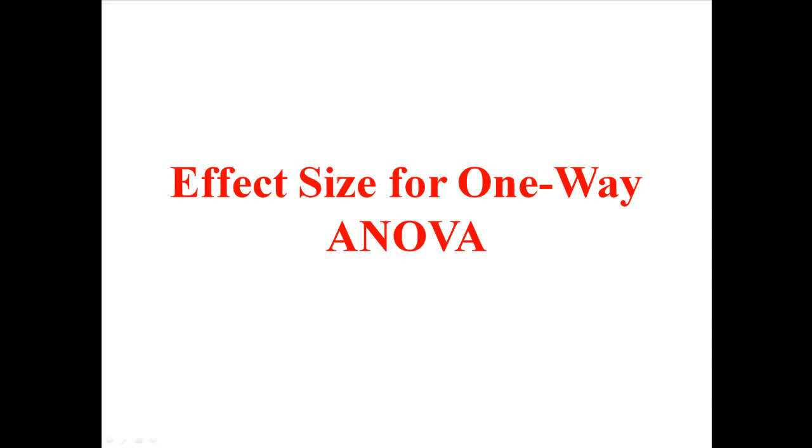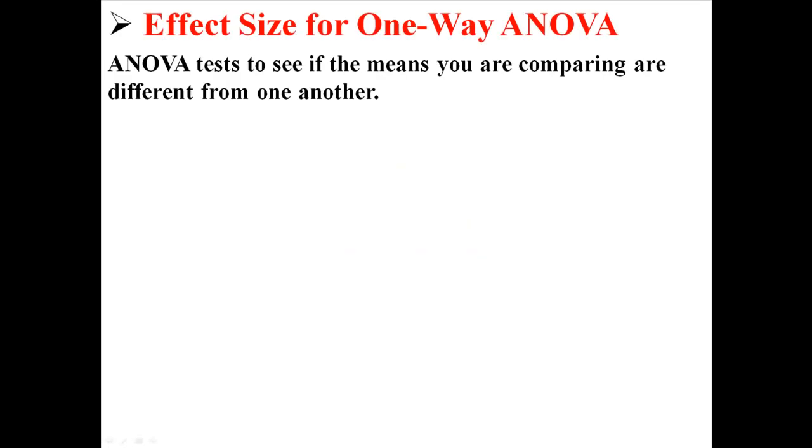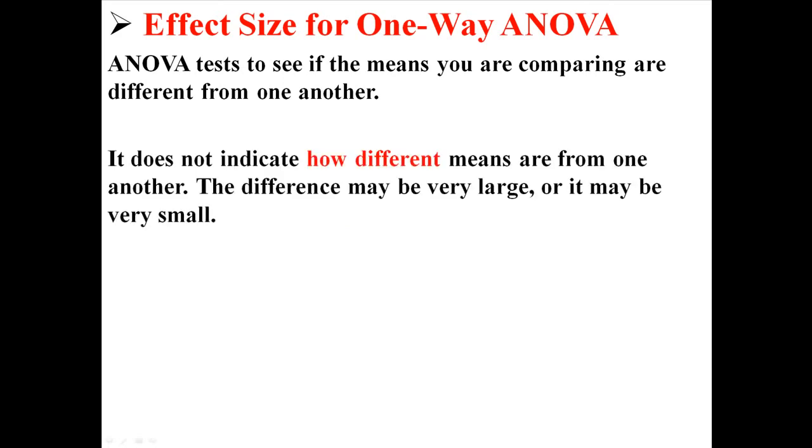Now that I've shown you how to perform a one-way ANOVA, I'm going to show you how to calculate the effect size for that ANOVA. So remember that an ANOVA tests to see if the means you are comparing are different from one another. It does not indicate how different these means are from one another. There might be a large difference between the means, or it might be small. You don't know how big it is, you just know that there is a difference.